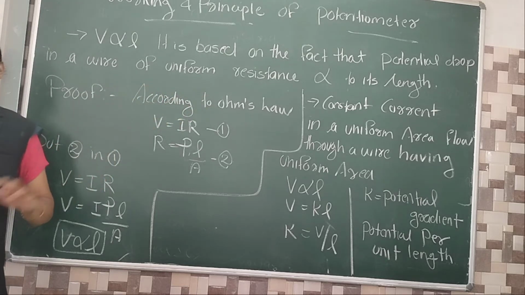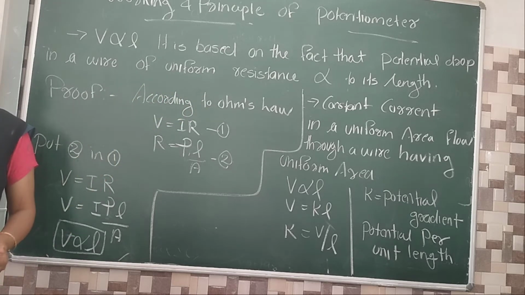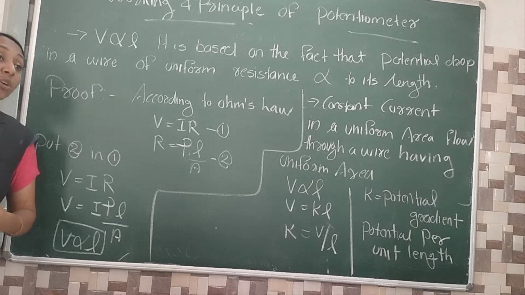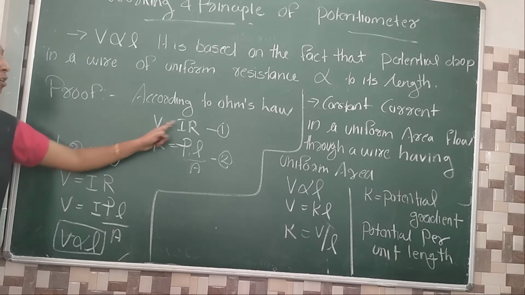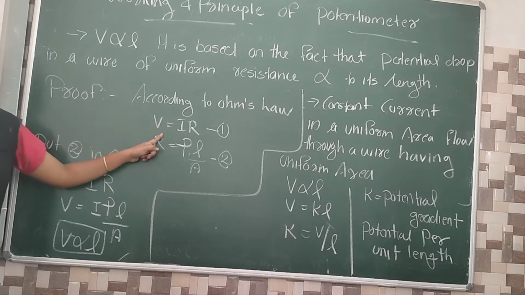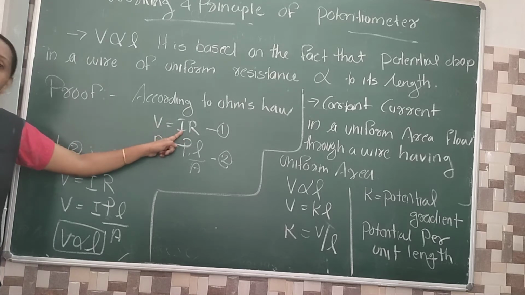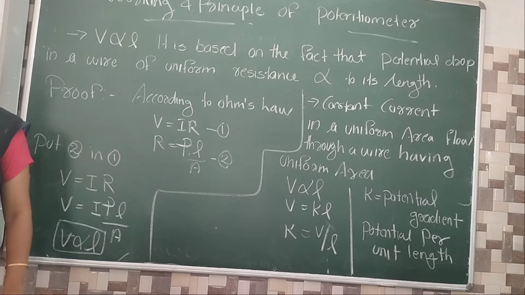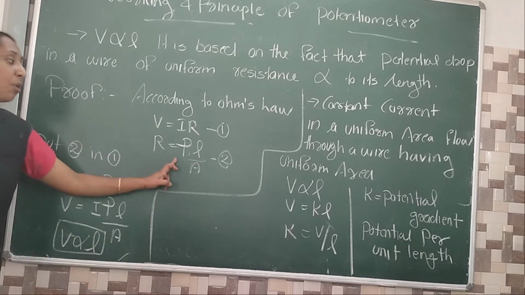What is Ohm's law? Who discovered Ohm's law? Georg Ohm discovered Ohm's law. What is Ohm's law? V equal to IR. That means V equal to IR is Ohm's law. V for potential, I for current, R for resistance. I already know the resistance equation R equal to rho L by A.